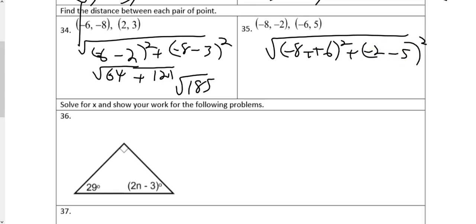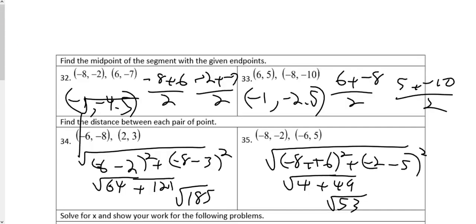So now, 6 and negative 8 is negative 2, but when we square that, remember, we get a positive 4. Negative 2 minus 5 is negative 7, but when we square that, we're going to get a positive 49. And that gives us positive square root of 53. Almost there.